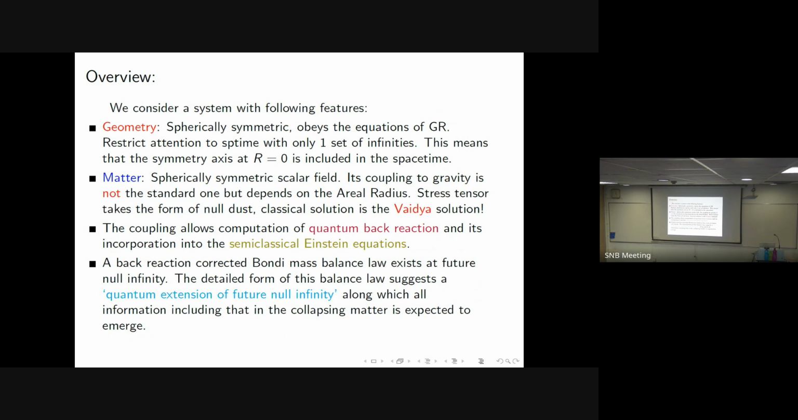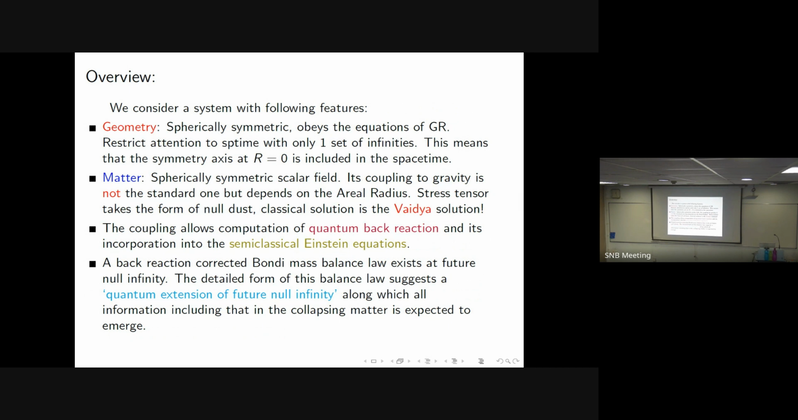What about the matter? The matter is a spherically symmetric scalar field. But if I just let it be a minimally coupled one, then I would have this Choptuik effect and so on. So I alter the coupling because I want a solvable model. There is nothing wrong with the matter. It still is positive energy matter. But I make the coupling depend on the areal radius.